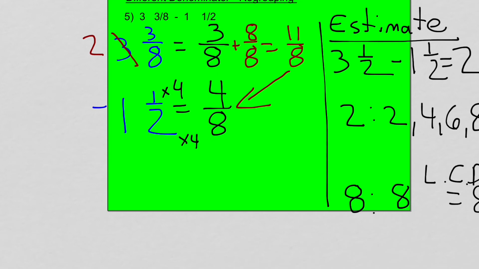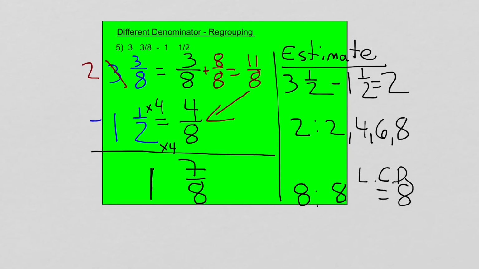And now I subtract my parts. 2 take away 1 is 1. And 11 over 8 minus 4 over 8 is 7 over 8. And I'm pretty happy with my answer because 1 and 7 over 8 matches my estimate very closely.